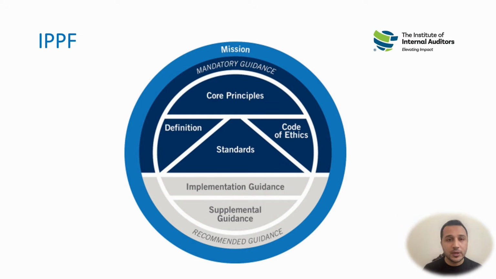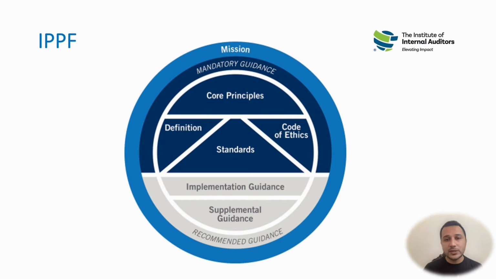It has multiple components. First of all, the mission statement. It tells us the purpose of having an internal audit activity or internal auditor in general. The second circle has been divided into two components. The darker component is the mandatory guidance, and the lighter component is the recommended guidance. The mandatory guidance is subdivided into 4 components, and the recommended guidance is divided into 2 components.